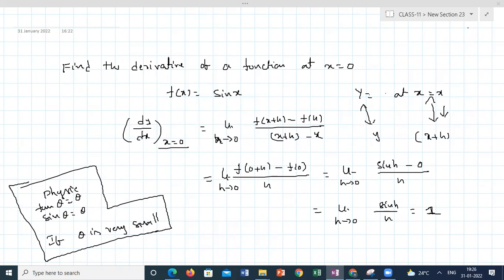Anyone, what is the meaning of this: if theta is very small, sin theta is equal to theta, tan theta is equal to theta? What is this meaning?